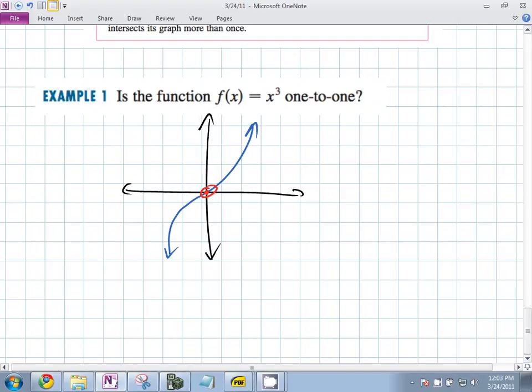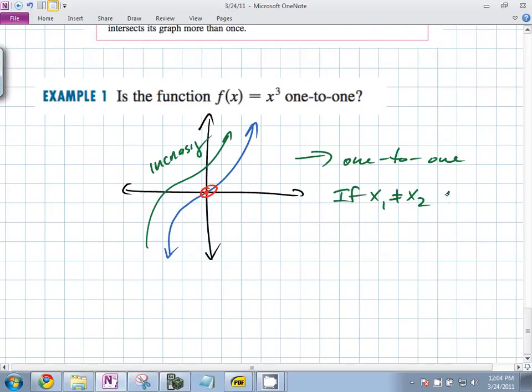Everywhere else, this function is always increasing. Yeah, it is always increasing. So therefore, this is one-to-one. You can also say it this way: if x1 does not equal x2, then x1 cubed does not equal x2 cubed. If you have two different numbers, there's no way to get the same output if you're cubing them. Every number cubed goes to a different number.